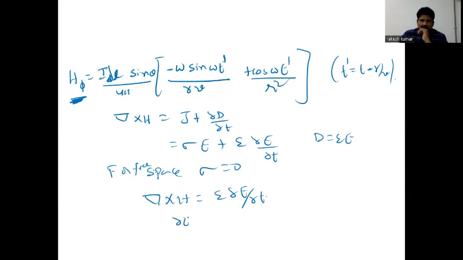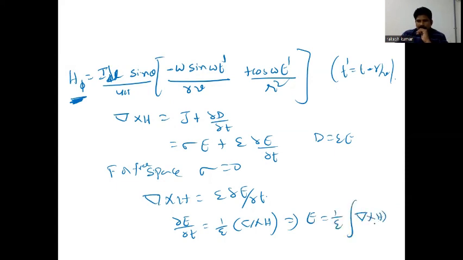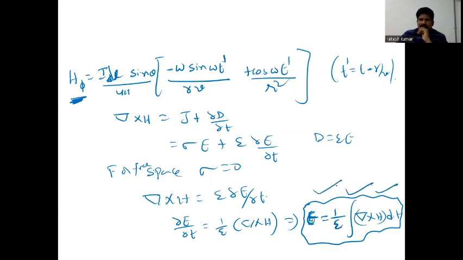From this, ∂E/∂t is equal to 1 by epsilon into del cross H. This implies, what is the value of E? E is equal to 1 by epsilon into the integration of del cross H dt. Okay, so this is the final expression for E. So this is how you can calculate the E.